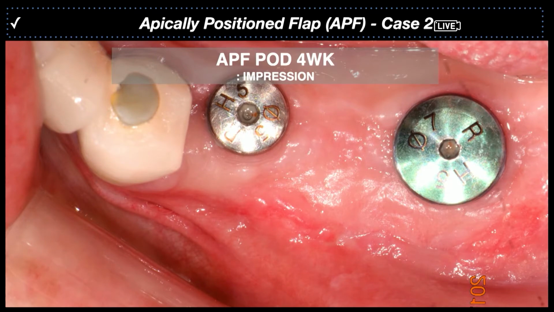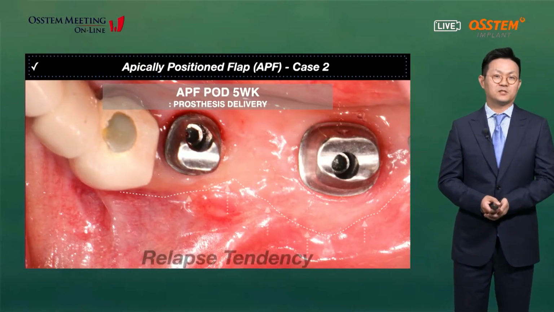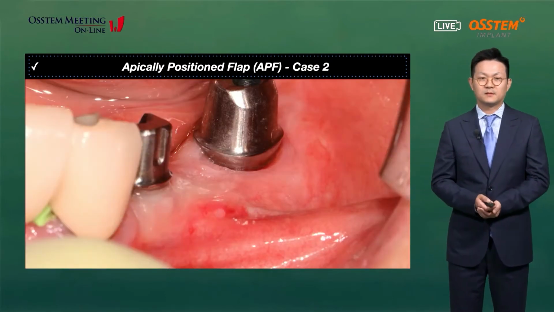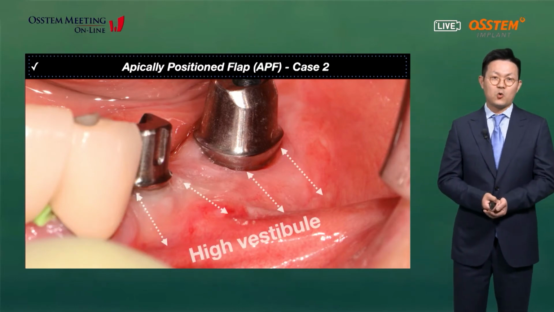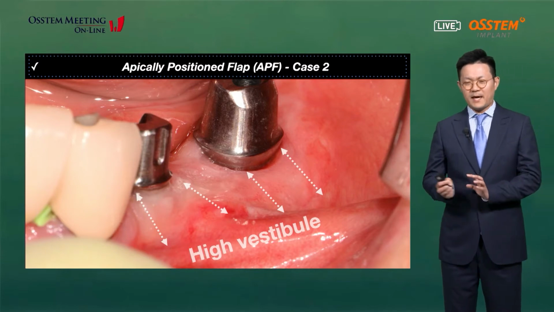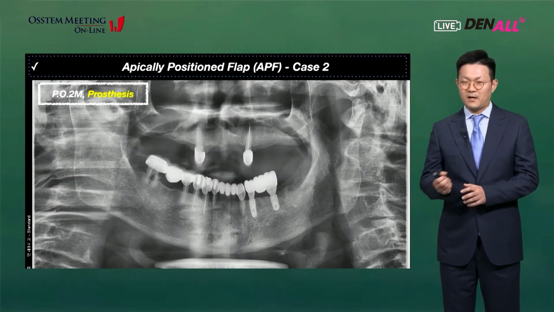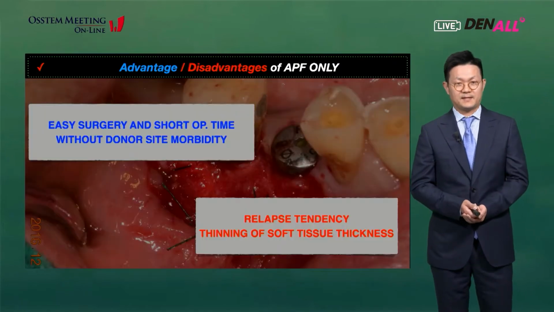And attached gingival regaining was done. And 1 week later, I delivered the prosthesis. But as you see, a relapse tendency was found around the implant prosthesis. But in this case, this patient has a high buccal vestibule, so I think it cannot become a severe problem. But I found a relapse tendency too. So I finished this case like this.